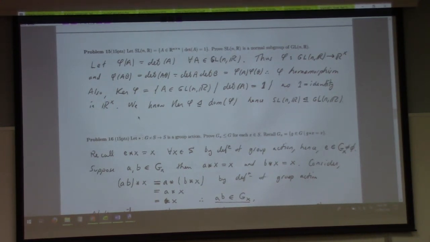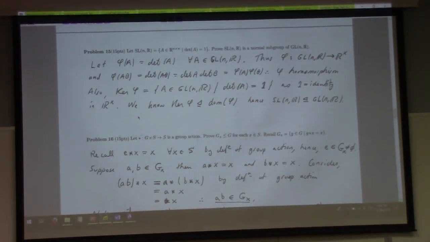It depends on the problem, whether or not it's expected for you to show that it's a normal subgroup. If in doubt, you should ask me about that on the final. Now here, I have proved that it's a subgroup because I've shown you that phi is a homomorphism, and we know that the kernel of a homomorphism is a subgroup.